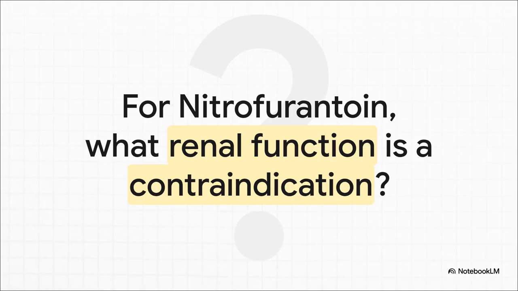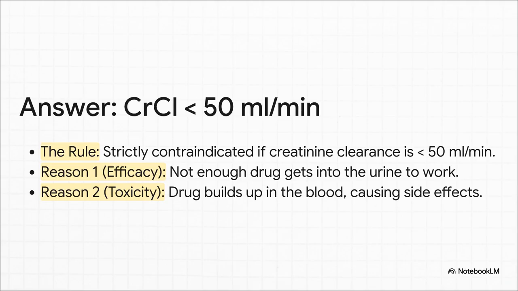We just mentioned nitrofurantoin. It's a workhorse for UTIs, but it has a very strict rule when it comes to renal impairment. At which one of these levels of renal function does it become absolutely contraindicated? The answer is C, a creatinine clearance of 45 milliliters per minute, because the hard cutoff is 50.